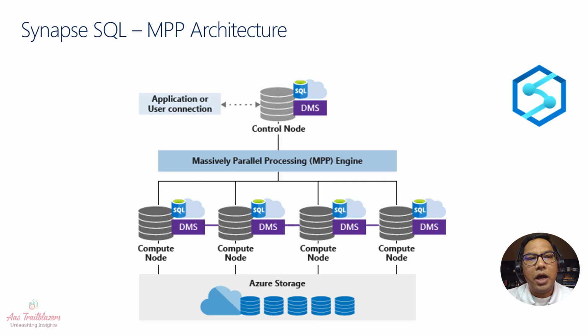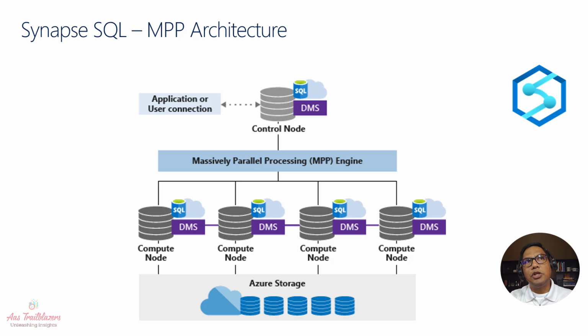This is the MPP architecture, or massively parallel processing architecture, that is behind a dedicated SQL pool. In this architecture, there are primarily two types of node: the control node, which works as the brain for the overall infrastructure, and one or more compute nodes, which are the muscle that does all the heavy lifting for your data processing needs.